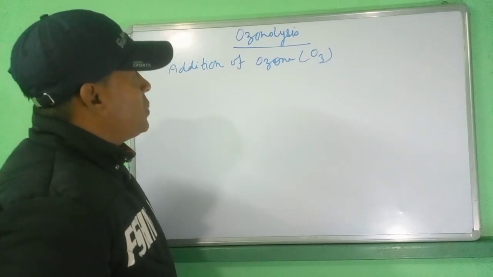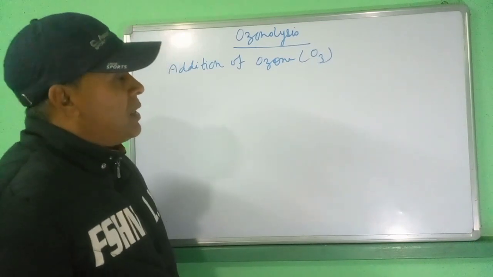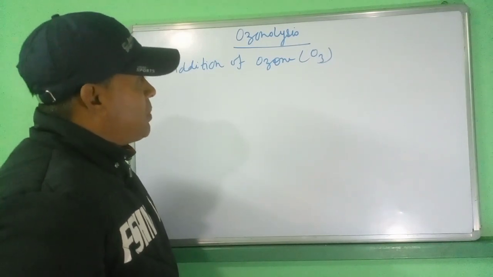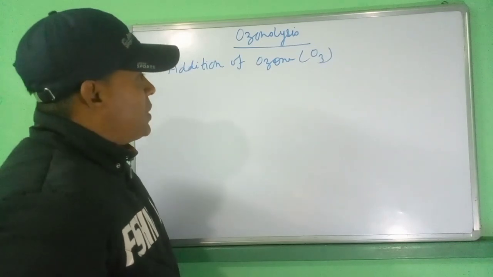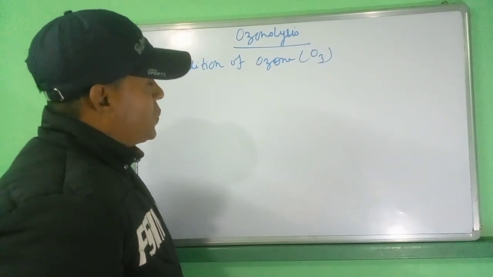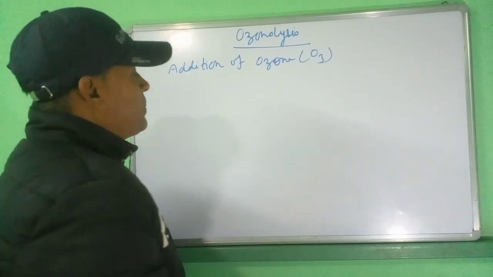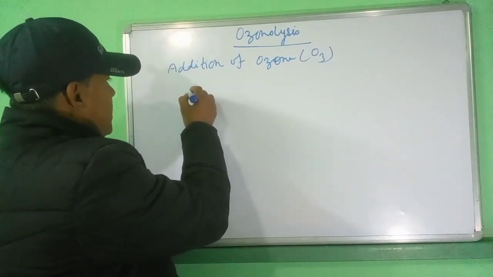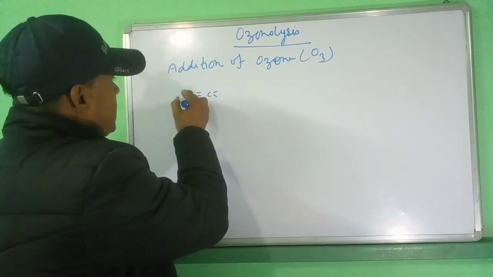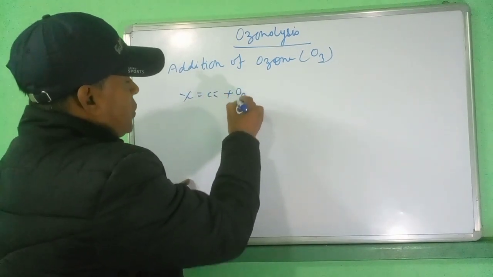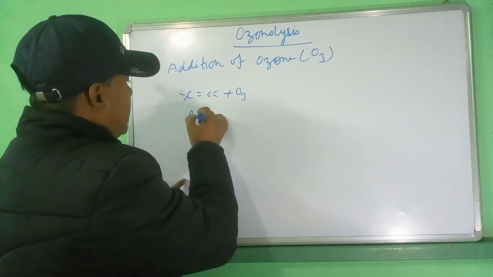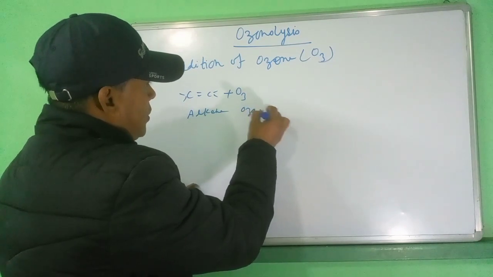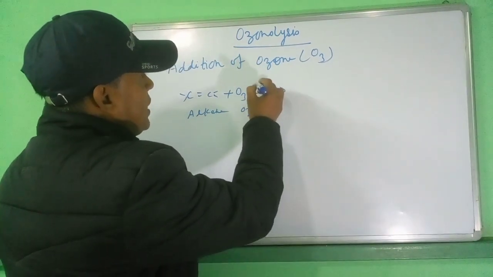So what do you mean by ozonolysis? In case of an alkene or alkyne, meaning a hydrocarbon having a multiple bond, either double or triple bond, this type of reaction takes place with ozone. In case of the alkene, first we write the general formula: C double bond C, this is the alkene, plus ozone, in presence of ether.